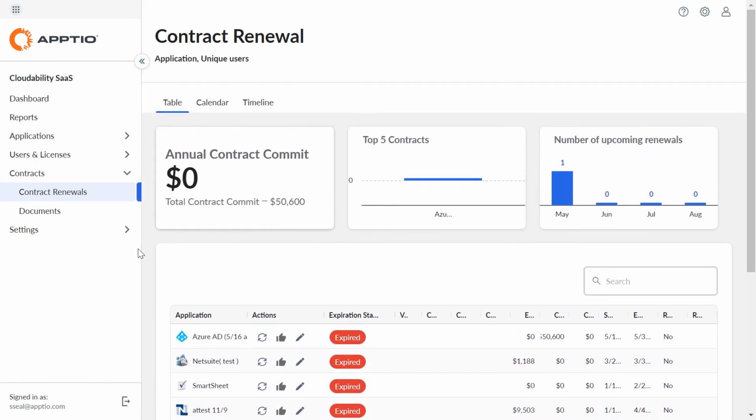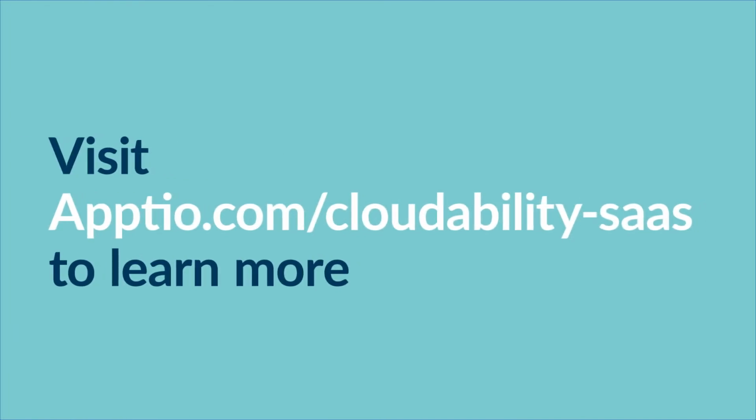This is where the contracts renewal feature is extremely helpful by providing a timeline of future renewals and zeroing in on the ones that are imminent. By having the right information at the right time, Cloudability SaaS helps business leaders reduce SaaS licensing costs by 15% or more. This is another example of Apptio driving smart technology decisions that deliver important business outcomes.